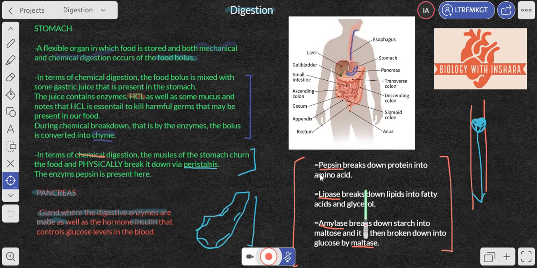The enzymes like pepsin, lipase, amylase and maltase are made by your pancreas, which are then transported to the areas where they are needed through tubes. Like if they're needed in the stomach, then the pancreas has tubes extending from it into the stomach.